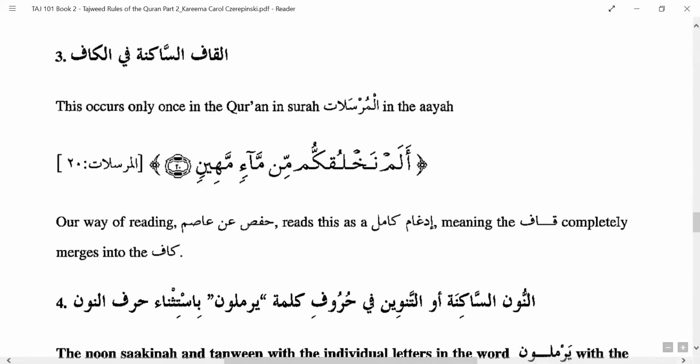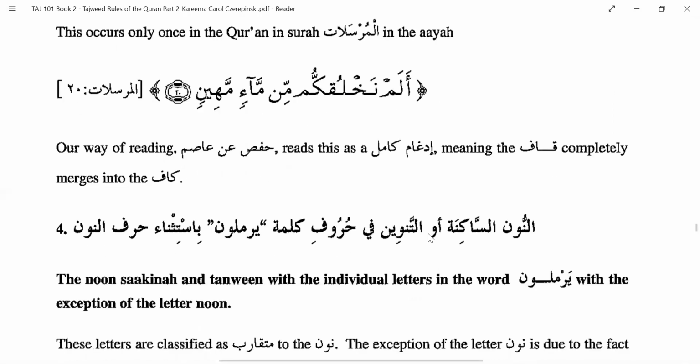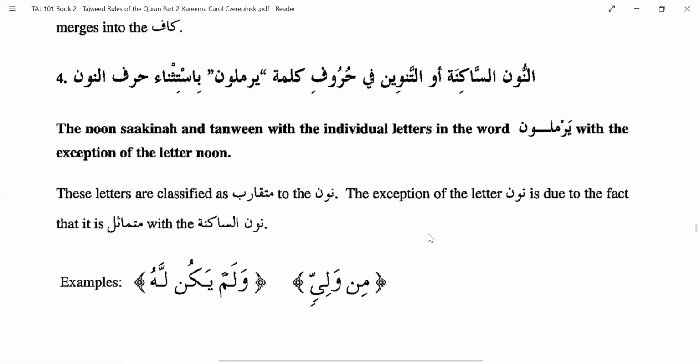Then you have qaf sakina with kaf, qaf and kaf. This occurs once in Surah Al-Mursalat. Alam nakhluqkum. You will not say luq and then kum. You will just do idgham. You will join it. Alam nakhluqkum. Now, our way of reading is Hafs and Asim, and they read it as a complete idgham kamila. So qaf is completely merged into the kaf in our recitation, which is Hafs and Asim.